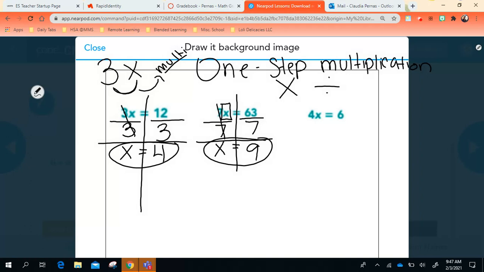Okay, go ahead and do the third one on your own. Hagan el tercero ustedes solo.